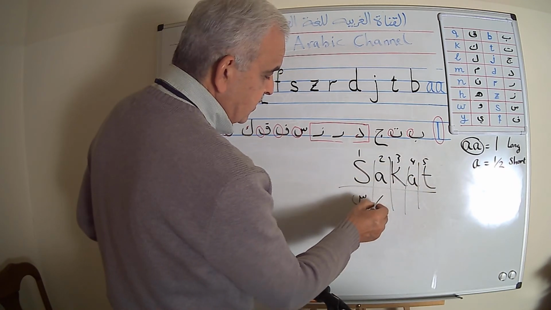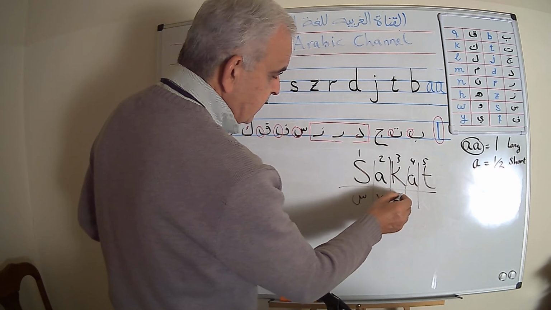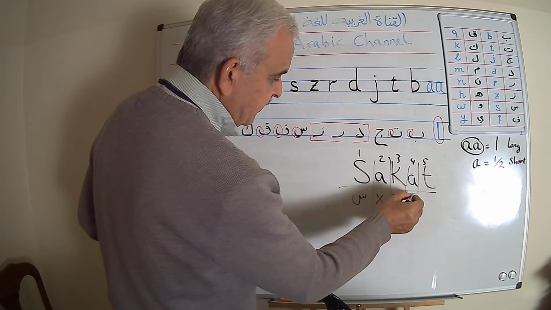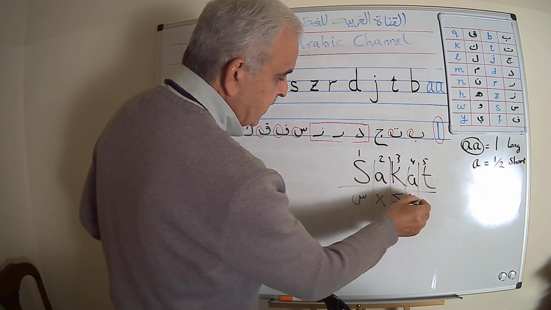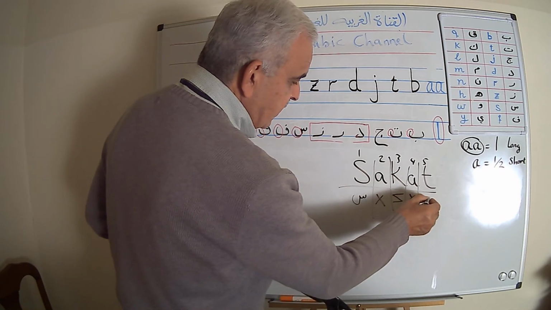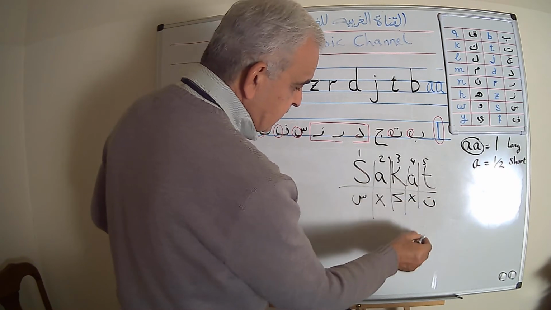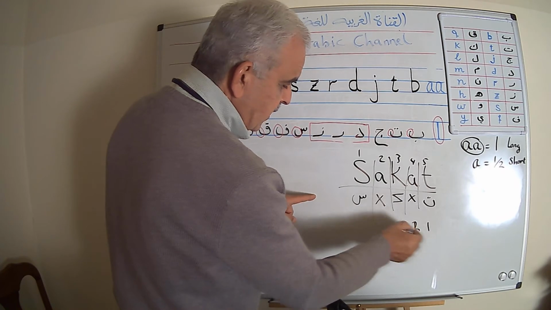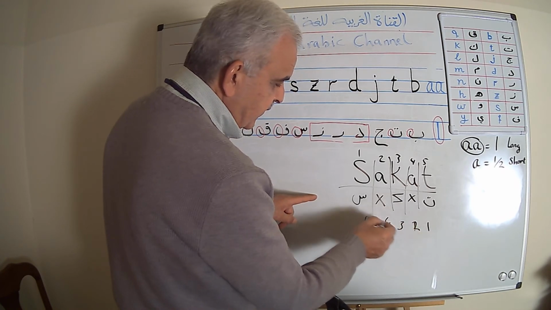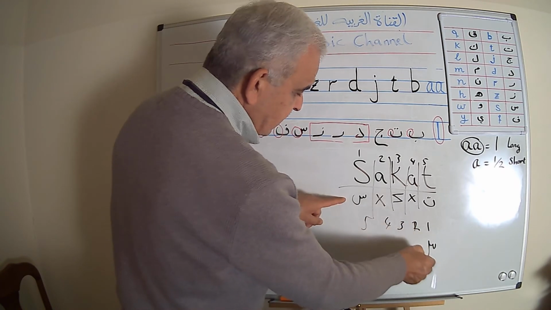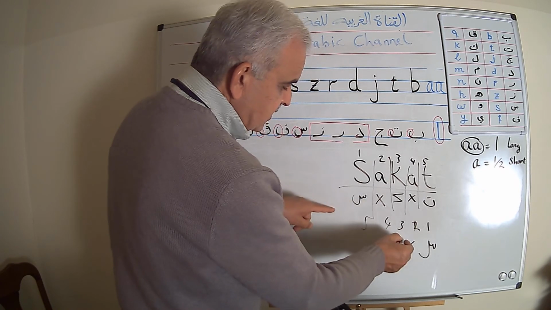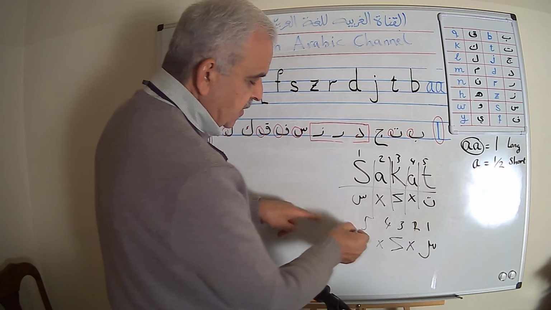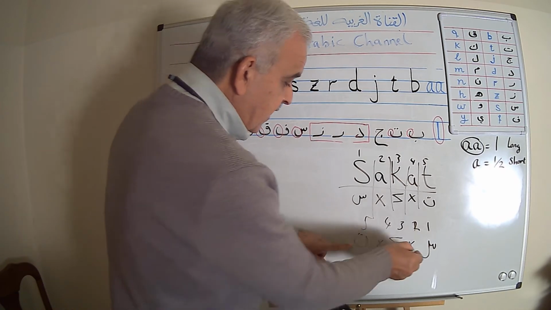Seen, nothing. Kaf, because it's in the middle, nothing here, and ta. Rotate it, the 1, 2, 3, 4, 5. This is the sa, nothing. This is the ka, nothing, and this is the ta. So seen, kaf, ta. So this is sakat.